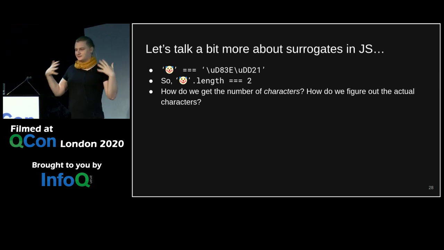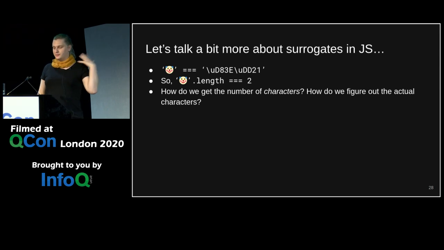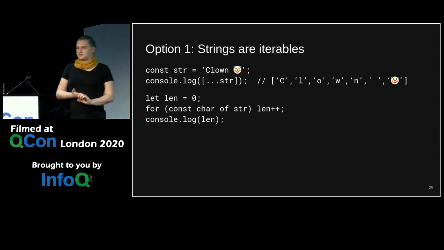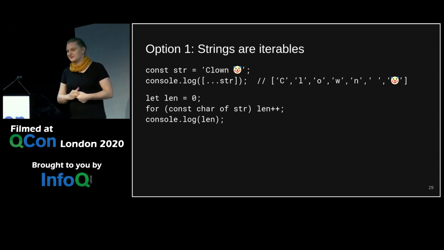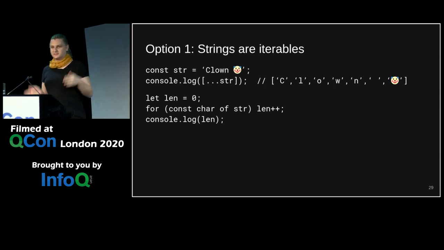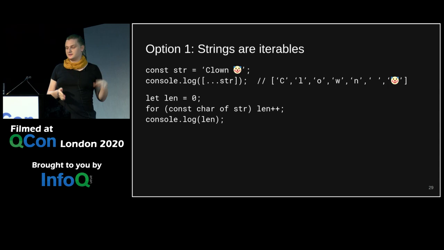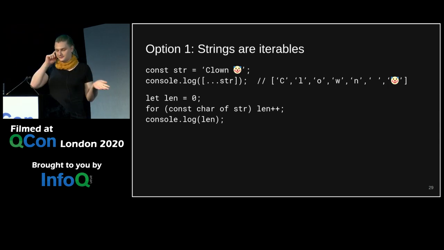So how do we actually get the actual number of characters? How do we work with the fact that every entry in a string is not necessarily a single character? There's an easy option for doing this. Strings in JavaScript are iterables, which means you can expand them into arrays, and you can iterate over them with for...of. And that will do the right thing.